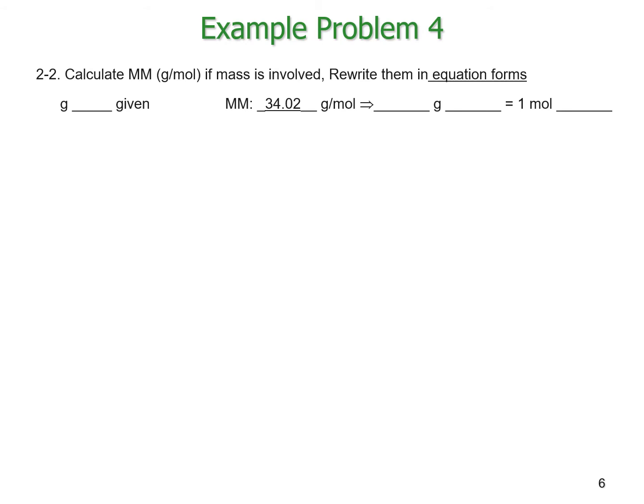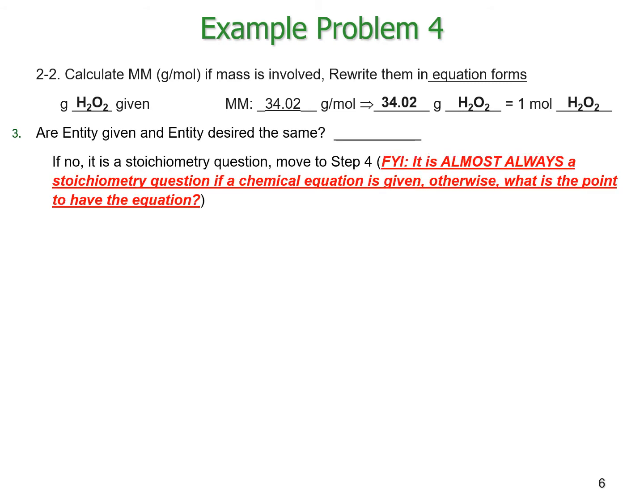The second part of step 2 is to collect the molar mass. Do we have to collect the molar mass? Remember, the question gives us 136 grams of H2O2, so grams of H2O2 is given. We calculate the molar mass of H2O2 and find out it is 34.02 grams, so we write it up in the equation form of a conversion factor: 34.02 grams of H2O2 equals 1 mole of H2O2. And I believe that is pretty much it for us to collect the conversion factors.